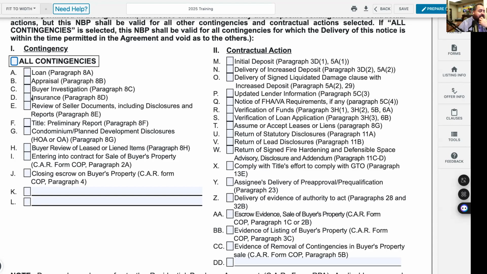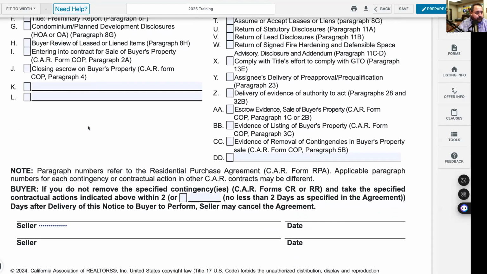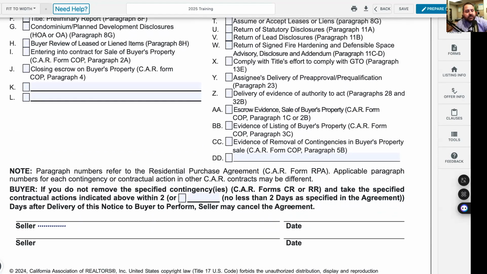So in this case, let's say they haven't removed their appraisal, it's early, right? We've changed it to day 12 or something after acceptance, and maybe for their investigation periods, right? We changed that too. So we're going to pick those two and send that notice to perform. If you see here, it already says, if you do not remove the specified contingency with form CR or RR and take the specified contractual actions indicated above within no less than 2 days as specified in the agreement, days after delivery of this notice to buyer to perform, seller may cancel the agreement.